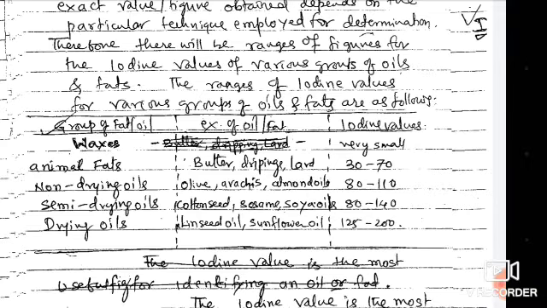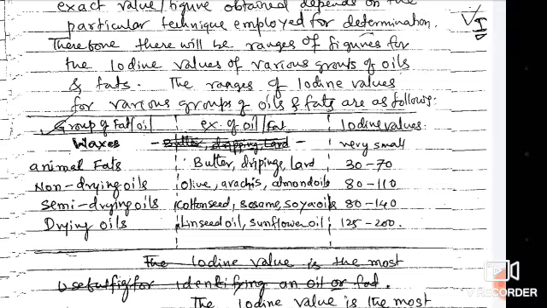Then non-drying oils like olive oil, oilseeds, almond oil have a higher iodine value, that is 80 to 110. Semi-drying oils, what are the examples of semi-drying oils? Cottonseed oil, sesame oil, soya oil. The iodine value is about 80 to 140. Then drying oils, linseed oil, sunflower oil, have an iodine value of about 125 to 200.